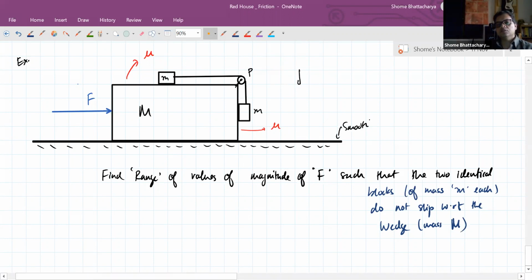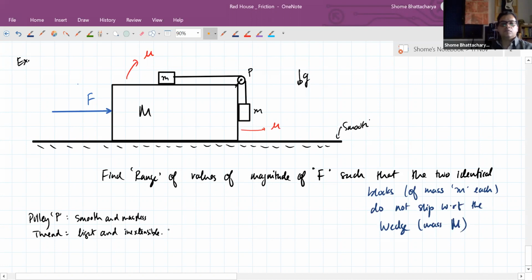So same procedure. Okay, only now there is the added complication of a thread and a pulley. So once again, pulley is massless and smooth. The thread is also light or massless and inextensible. Okay, so just work this out, people.